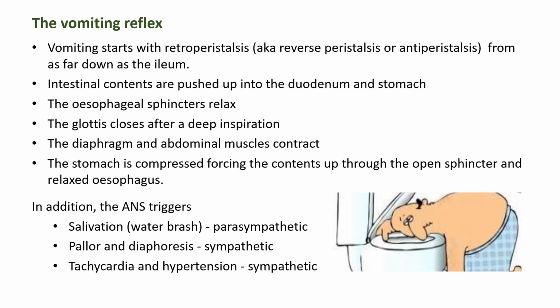In addition to this, some other things happen. If you think about the last time you vomited, you perhaps experienced some of these. Before you vomit, you get that water in your mouth, that increased salivation. It's called water brash, and that's stimulated by the parasympathetic nervous system. You also get sympathetic-driven pallor and diaphoresis. Pallor because the sympathetic nervous system peripherally vasoconstricts, takes the blood away from the skin, so you go pale, and causes diaphoresis, sweating. The sympathetic nervous system, I would hope we know this by now, also increases heart rate and blood pressure, so increased contractility and all the rest of it. So these are additional signs that we get alongside vomiting.